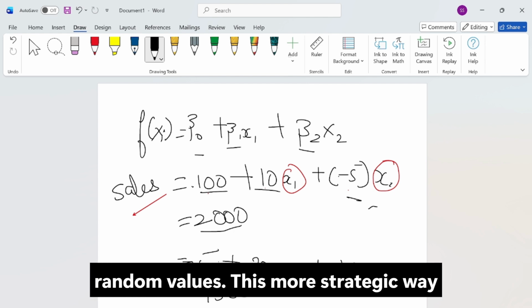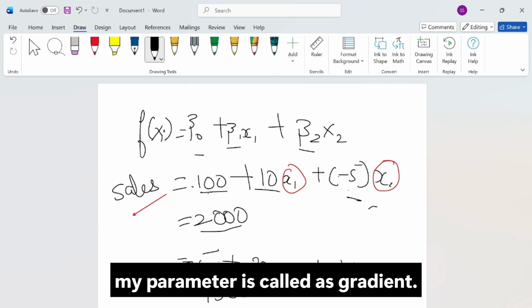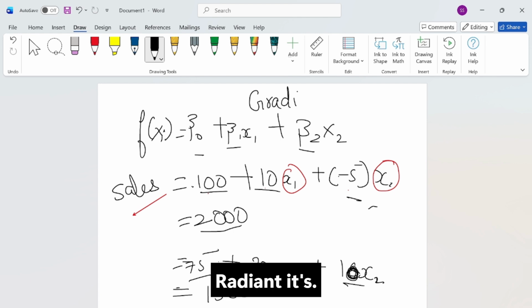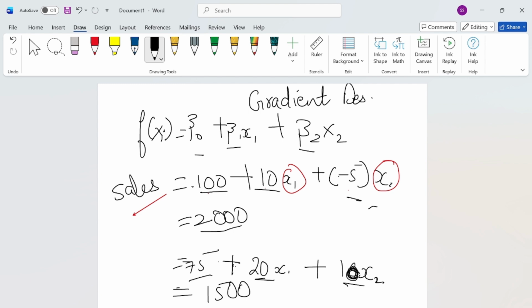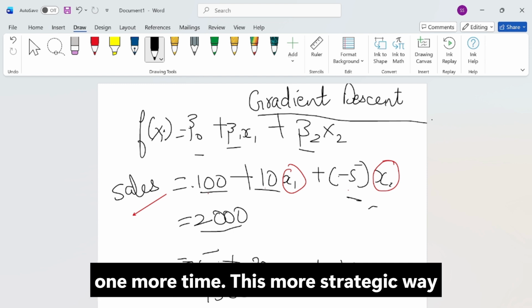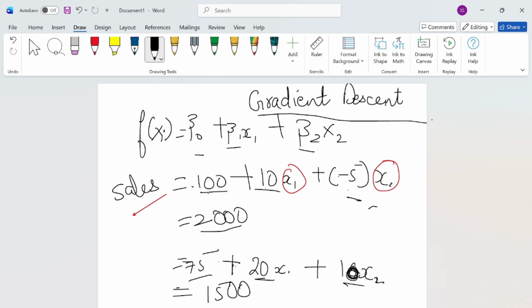This more strategic way of moving towards optimum values of my parameters is called gradient descent. I repeat one more time. This more strategic way of moving towards optimum values of my parameters is called gradient descent.